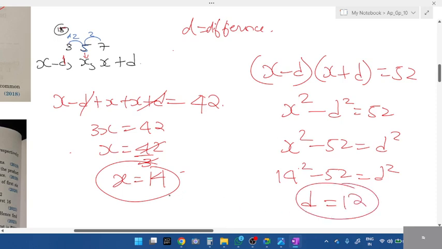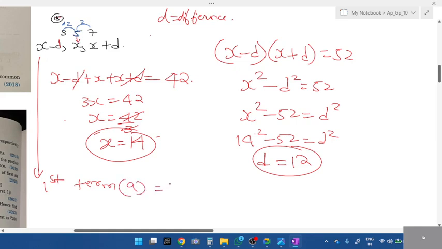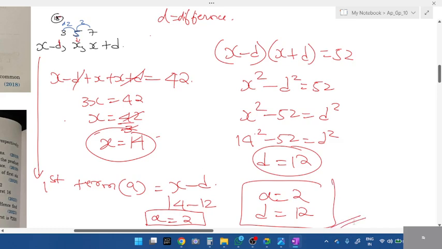Now there is no confusion. x is separate, d is separate. Okay, x is separate, d is separate. The first term here is x minus d. A is 2. And the difference d is same. A is equal to 2, difference d is equal to 12. This is the answer. So for consecutive, do it like this. Complete it.